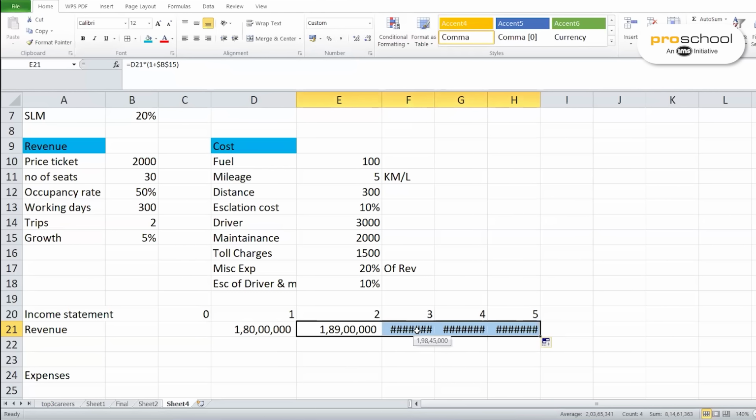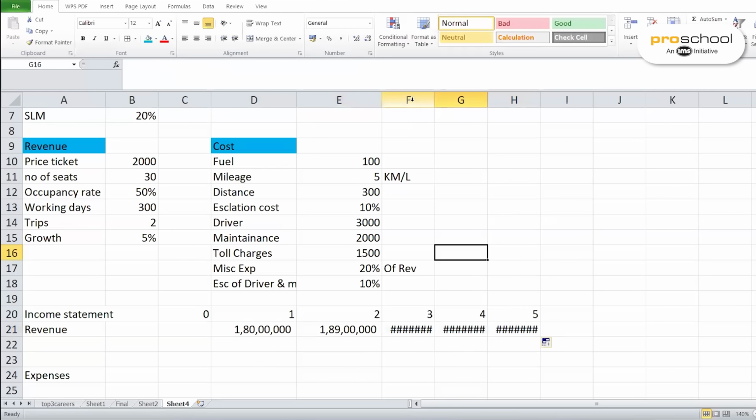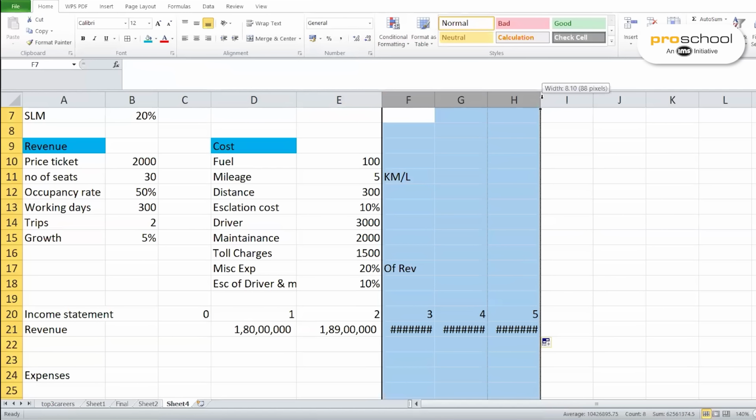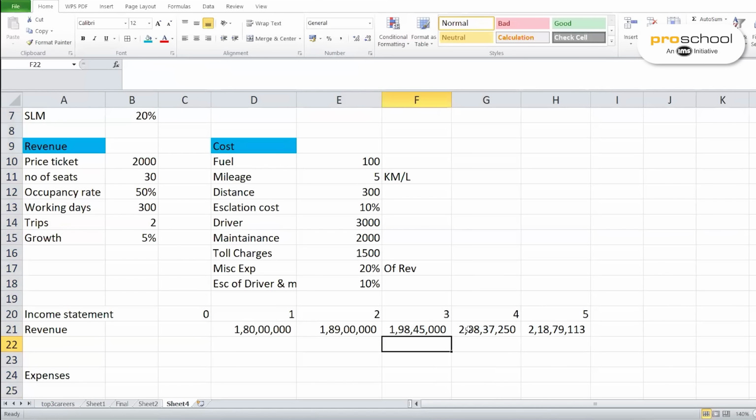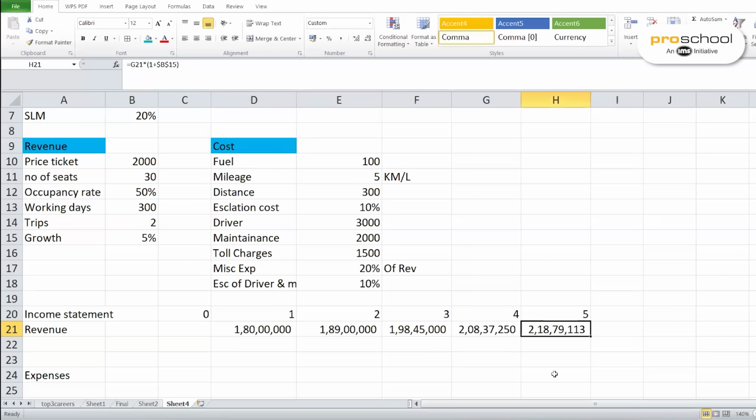So when you see this hash sign in Excel, it means that your cell is smaller and the figure is bigger. So don't worry. Just select the column and double click at the edge. So it will automatically adjust the size of the column as per the figure. So now I have the figure from the first year till the fifth year, how my revenue will grow year after year. Works like magic, and that's the power of Excel.